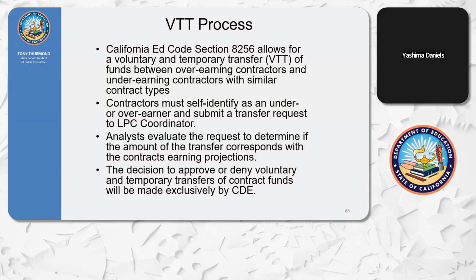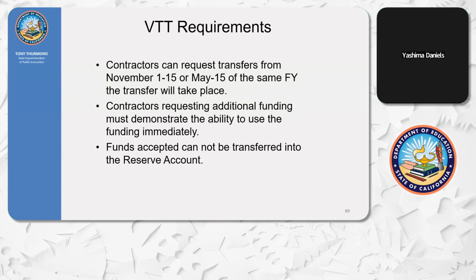For example, if your agency is requesting a $50,000 transfer in funding and your agency's projections don't warrant a transfer, we will reach out to ask for additional justification on the transfer request, which could include submitting internal projections and/or an updated enrollment, attendance and fiscal report. The decision to approve or deny a VTT request will be made exclusively by the CDE.